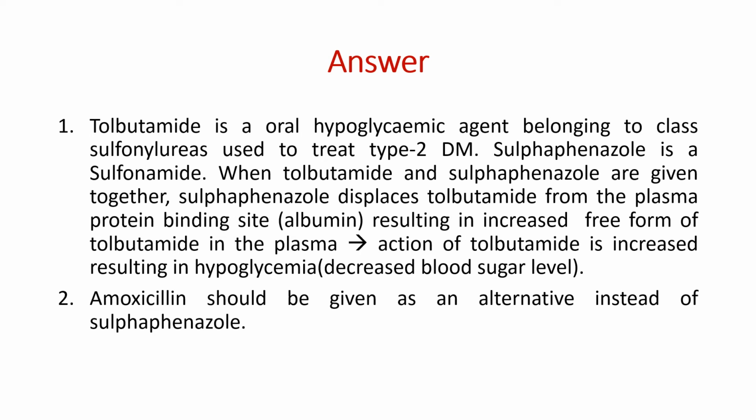When tolbutamide and sulfaconazole are given together, sulfaconazole displaces tolbutamide from the plasma protein binding site, resulting in increased free form of tolbutamide in the plasma. Action of tolbutamide is increased as it is displaced by sulfaconazole. There will be more concentration of tolbutamide. Action of tolbutamide is increased, resulting in hypoglycemia, that is decreased blood sugar level.